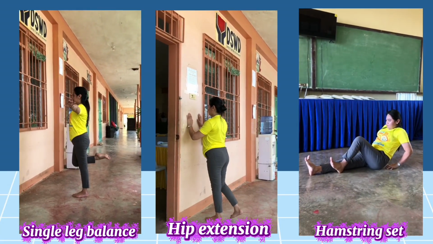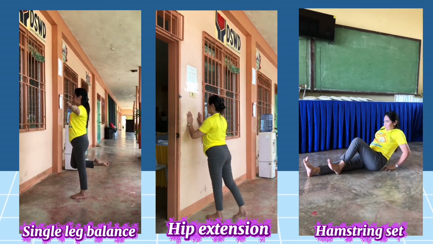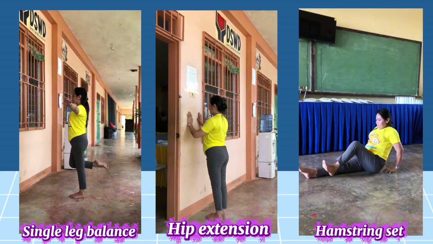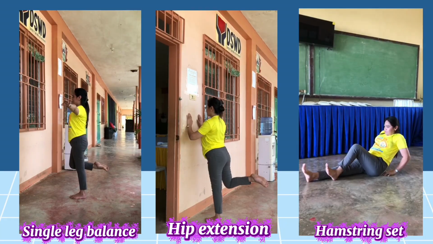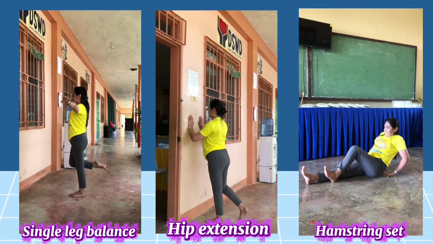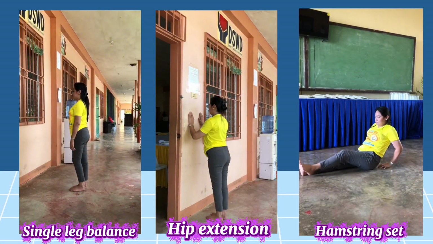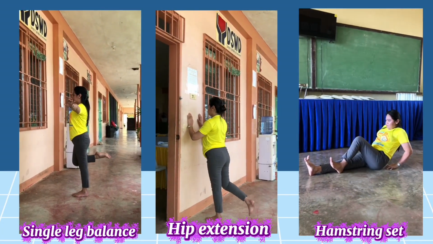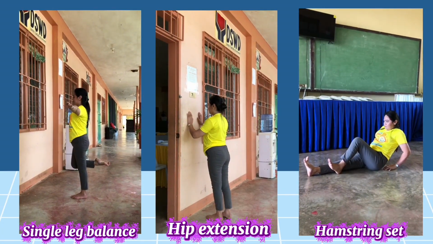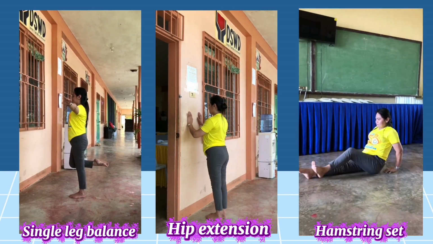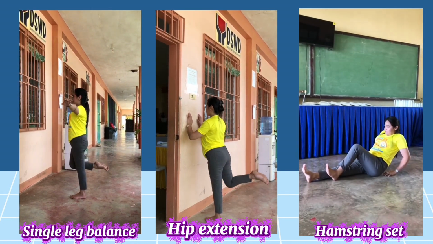Hamstring set or seated. First, sit with your affected leg bent. Your other leg should be straight and resting on the floor. Second, tighten the muscles on the back of your bent leg, or the hamstring, by pressing your heel into the floor. Third, hold for about 6 seconds and then rest.